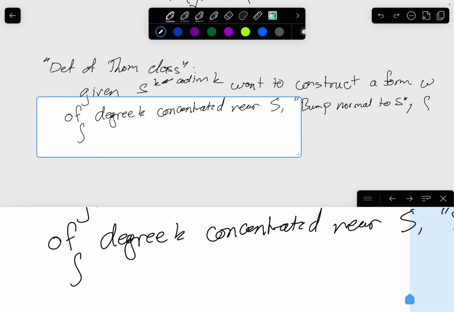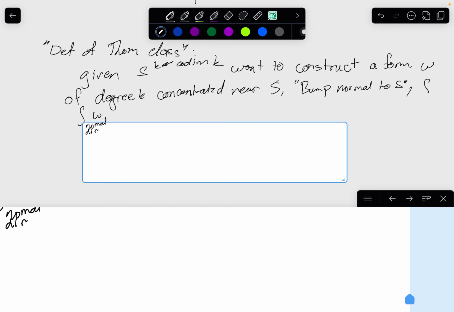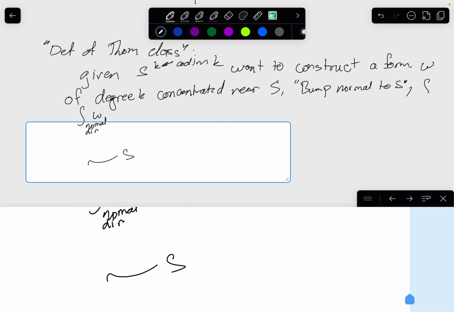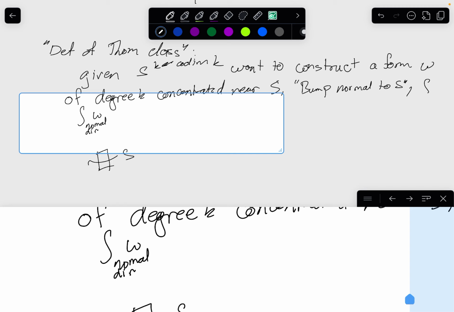And this makes sense because S is codimension k and omega is a k form. So like, is this the integral of omega wedge normal direction, basically? It's the integral of omega. So if this is your S, then what you do is you take a plane orthogonal to S, and integrate omega on this plane. So maybe I should say normal direction plane or something, is equal to 1.